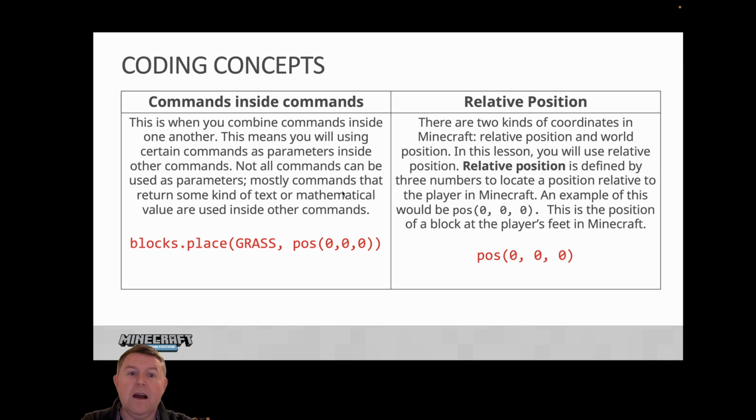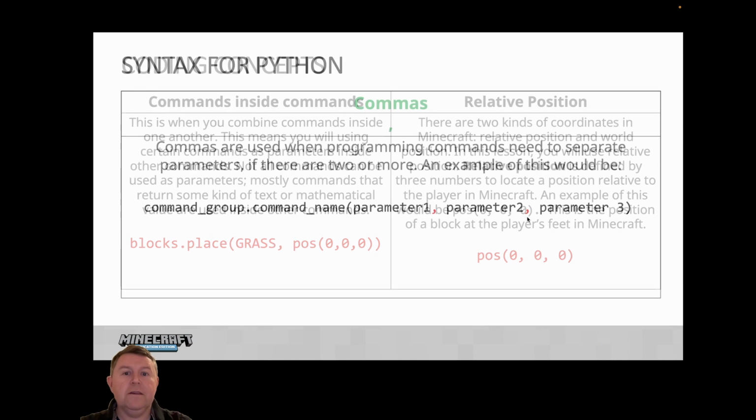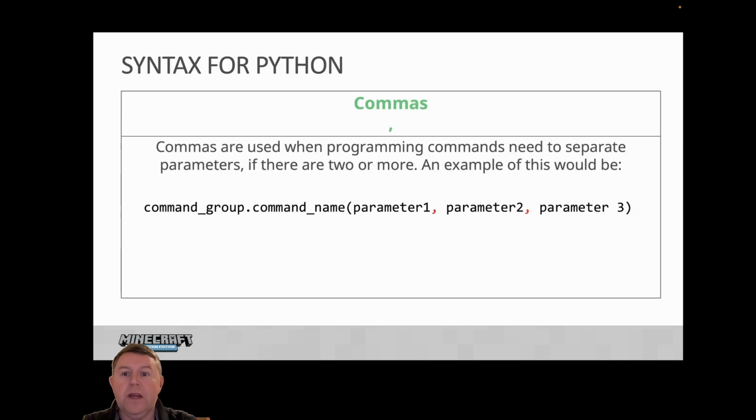Okay, and we can also do what's called relative positioning. So depending on where you are in Minecraft, that's relative to you, and therefore you can place blocks in the correct location that is close to where you are. Commas are used when programming commands need to be separated. So here we have, for example, the command group, and then we have the different parameters that we're going to use inside Minecraft.